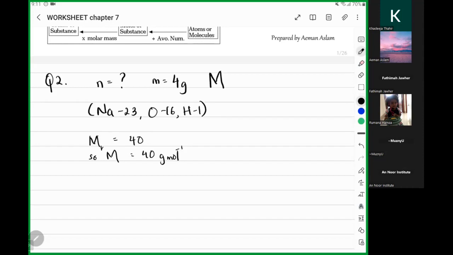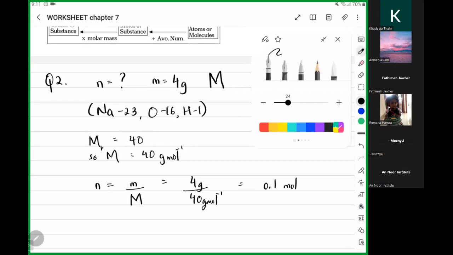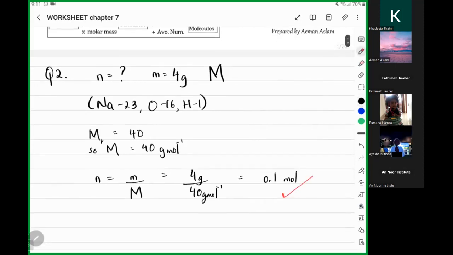Because we studied that for any compound, if you take its mass equal to its relative molecular mass, it will always have 1 mole. So it's 40 grams per mole. Then you can find n. n is equal to m over capital M. So it is 4 grams over 40 grams per mole. So in fact, it is 0.1. Did you get this? Yes, teacher.